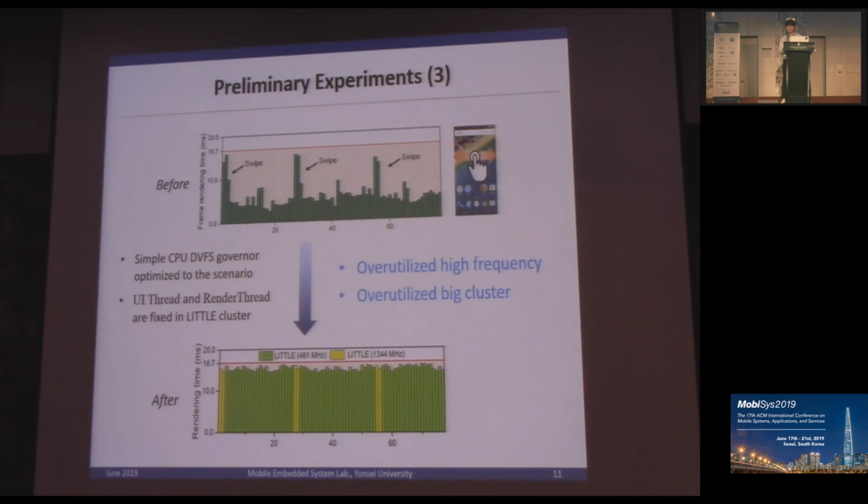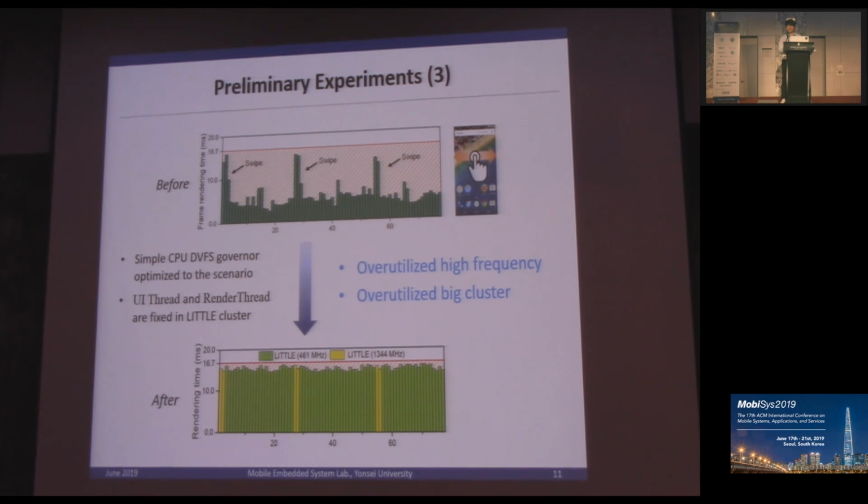To verify this, we implemented a simple CPU DVFS governor. This governor is optimized for the previous experimental scenario by brute-force finding the optimal CPU frequency for each frame. Note that the UI thread and render thread are fixed to the little cluster. Let's look at the graph below. With this governor, the frame renderings are completed within the deadline without using the big cluster, and only using the lower CPU frequency in the little cluster.